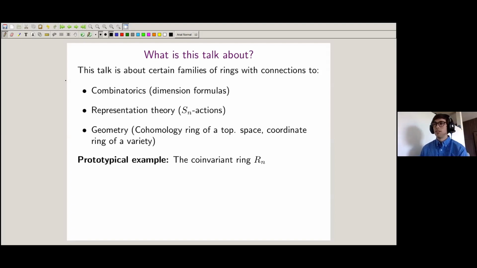Today I'll be talking about certain families of rings with connections to multiple areas. So first, combinatorics, we'll see that these rings have nice dimension formulas counted by combinatorial objects. In representation theory, these rings will have symmetric group actions, and I'll identify them as symmetric group modules. And also some geometry, these rings have connections to cohomology and coordinate rings of varieties. And our prototypical example is going to be the coinvariant ring, which I talked about briefly in the pre-seminar. I won't assume that you went to the pre-seminar, but I'll go through the coinvariant ring quickly.